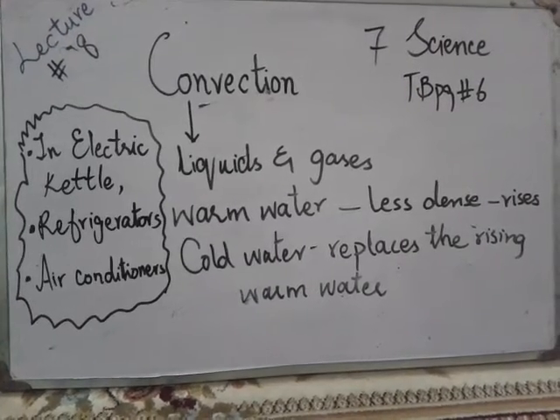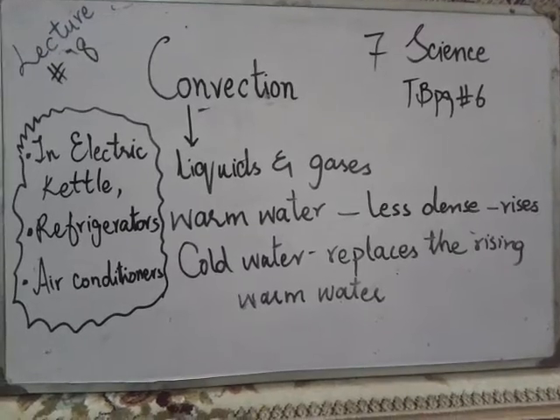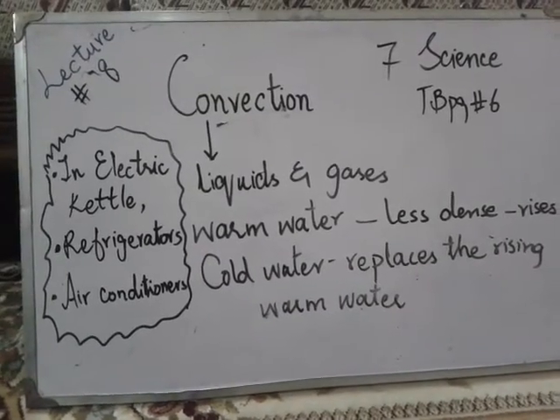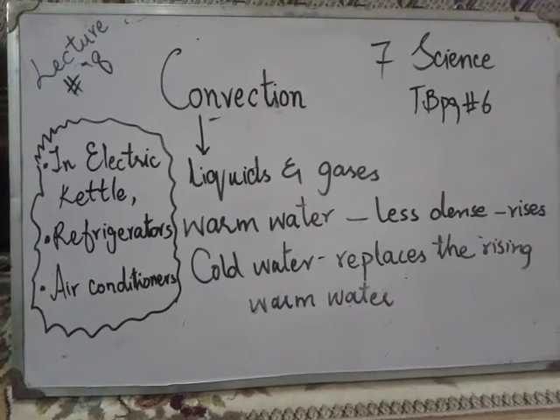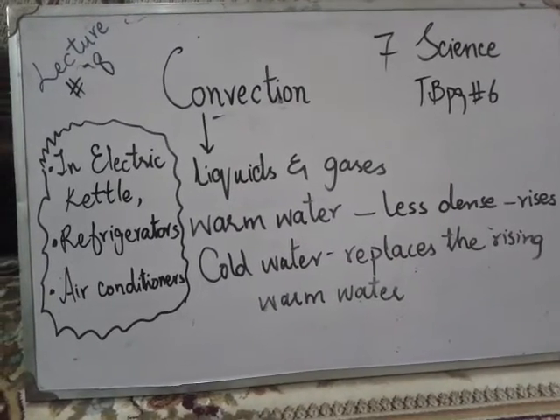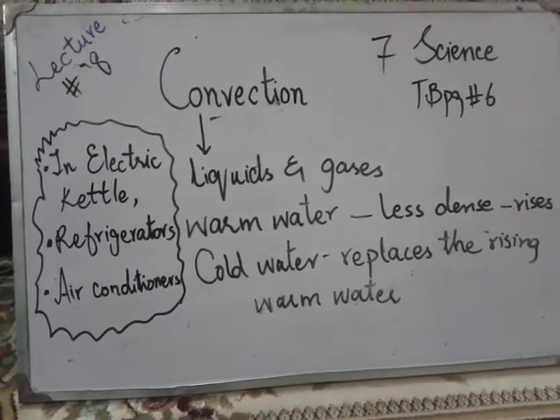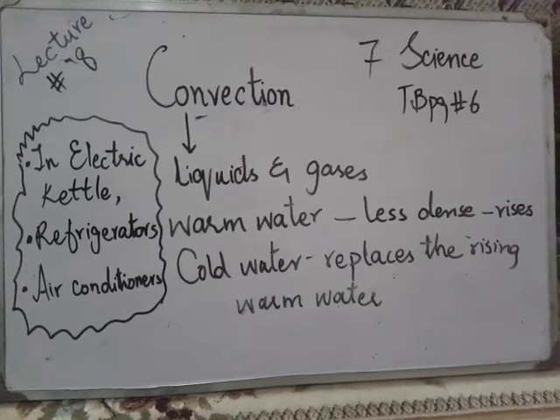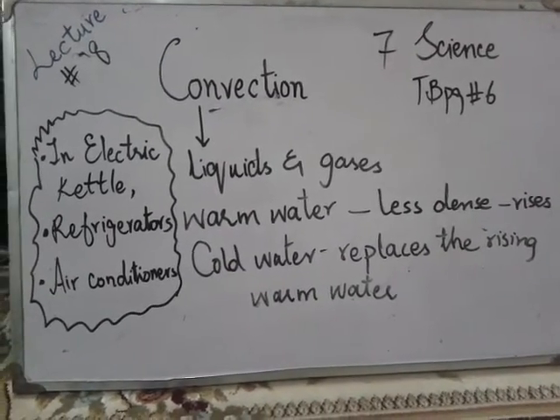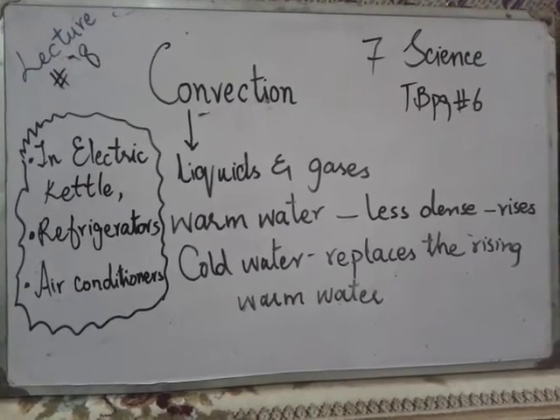In the electric kettle, you have seen the convection currents. Convection current also occurs in the land and sea during the day, when the land is heated by the sun. So that was all about convection.